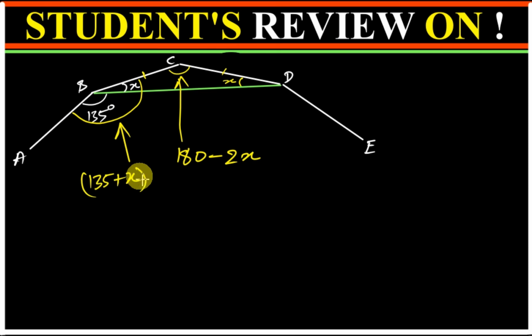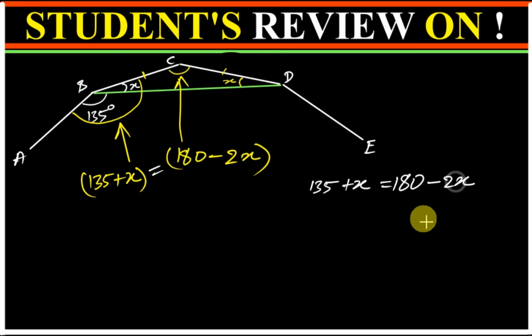These two angles must be equal because these two are the interior angles of the regular polygon. So we'll make these two angles equal, then we'll solve for x. So let's write it. 135 plus x is equal to 180 minus 2x. So let's add 2x to both sides, so on this side the x will get cancelled.